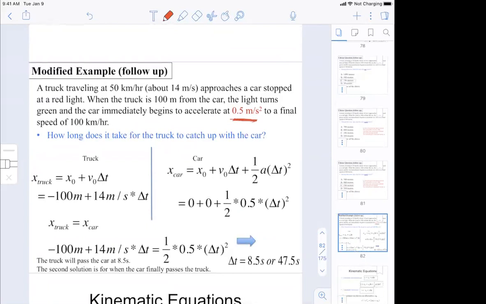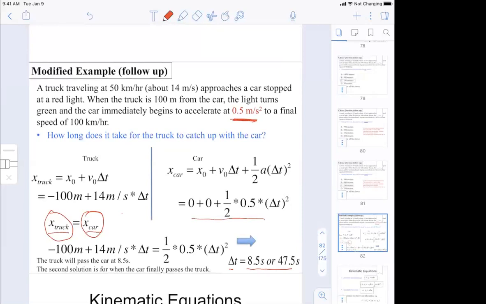So here's how you're going to solve it. You want the car and the truck to be able to meet, right? Then you make these two equations equal. The final position of the truck is equal to the final position of the car. That means they meet, they pass each other. They're at the same location. You make this equation equal to that equation, and you end up solving for the time here.